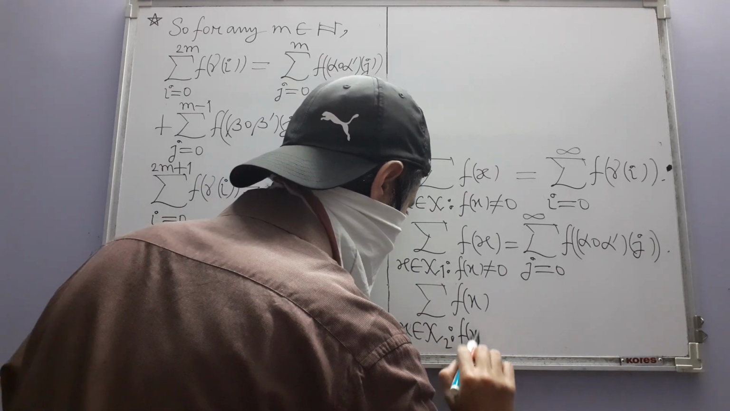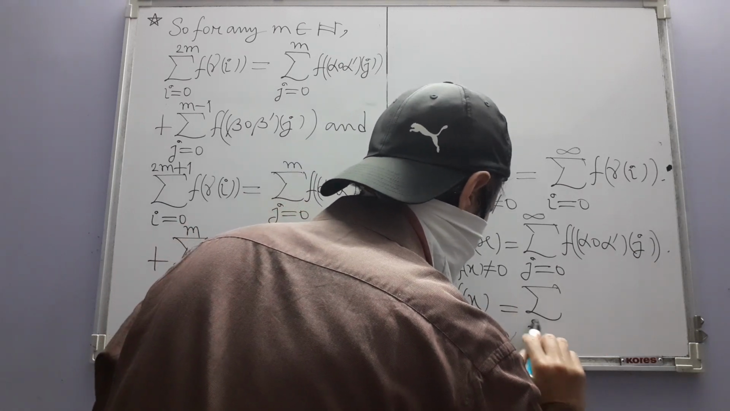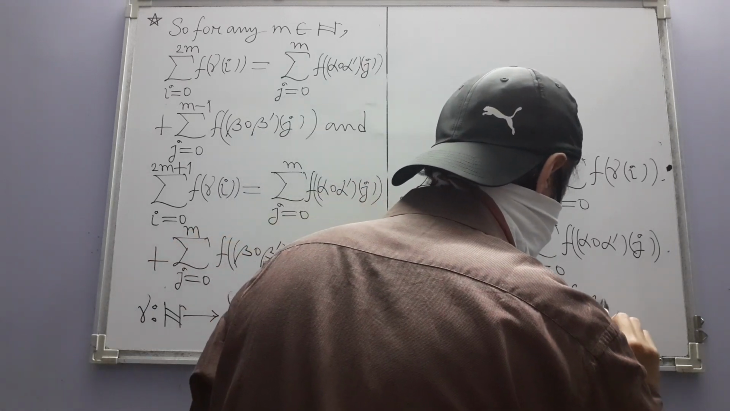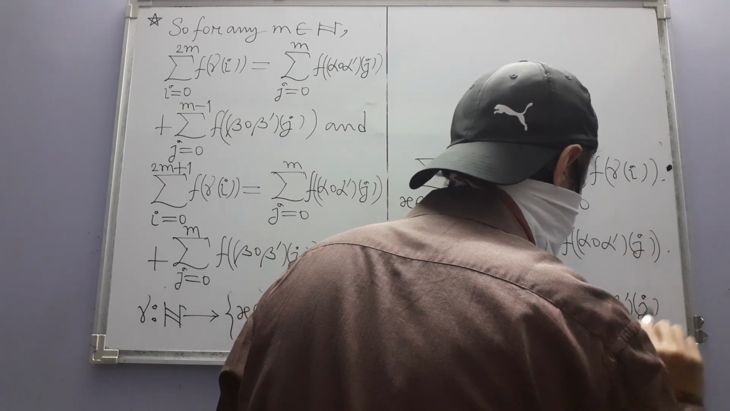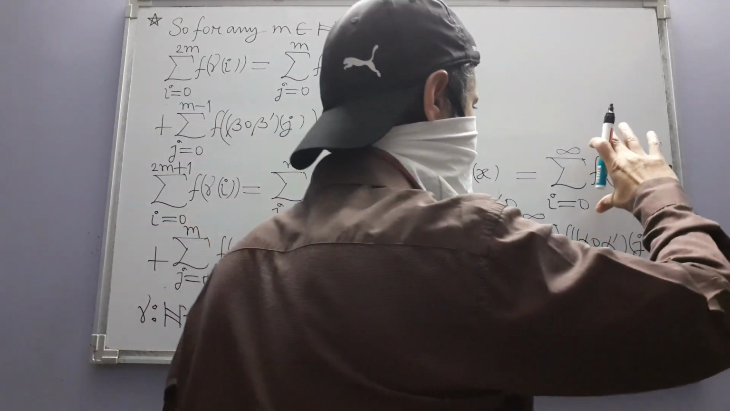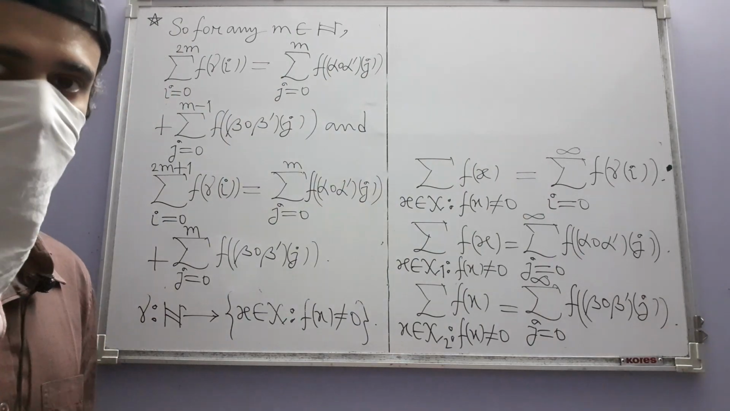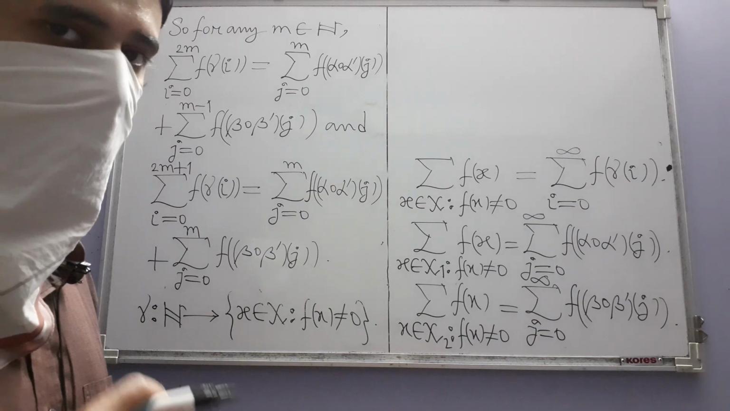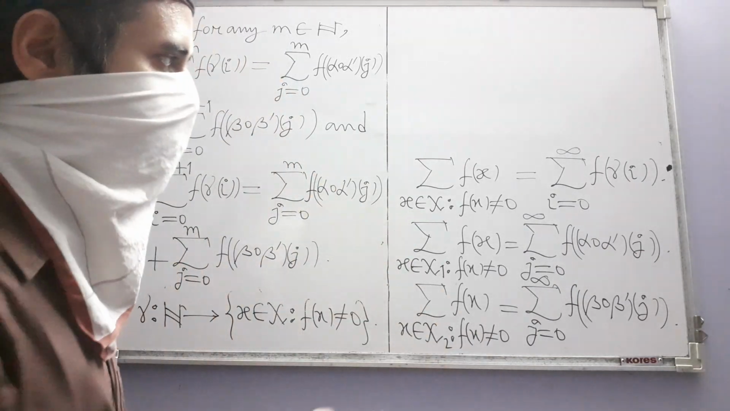j varies from 0 to infinity, f of beta composition beta prime of j. What we are trying to show is that the sum of this series is equal to the sum of this series plus the sum of this series. Now we know what their sums are. They are limits of their respective sequences of partial sums.